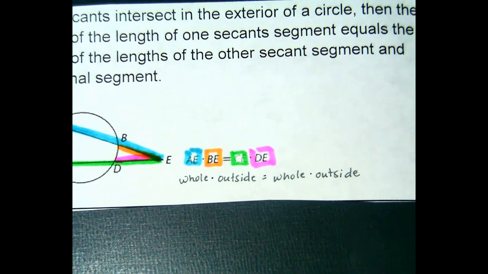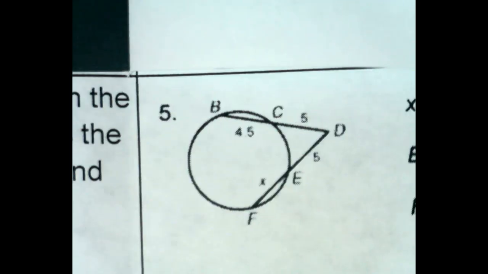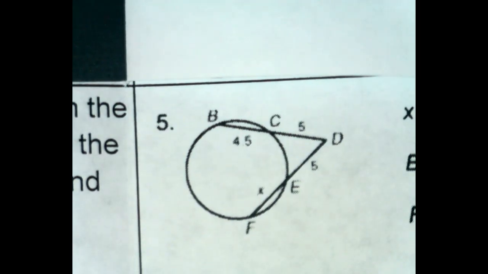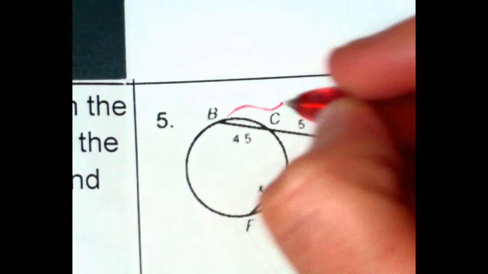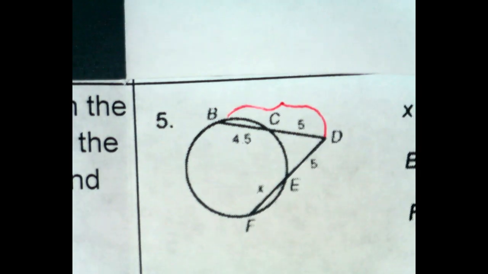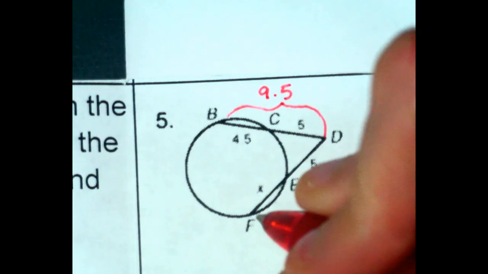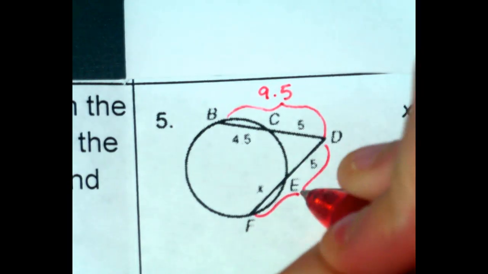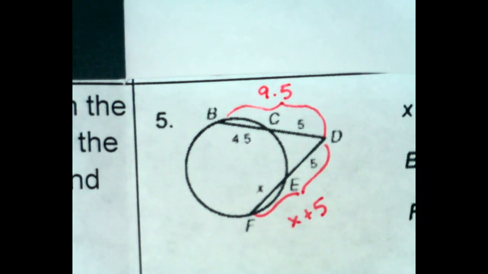So we're going to look at number 5. Do we have the whole secant on either of those? Do we have it just given to us automatically? No, we're going to have to add. Let's do that before we even worry about our problems. What is BD? Yeah, 4.5 plus 5 is 9.5. How about FD? X plus 5. We always need to find the entire secant length first.